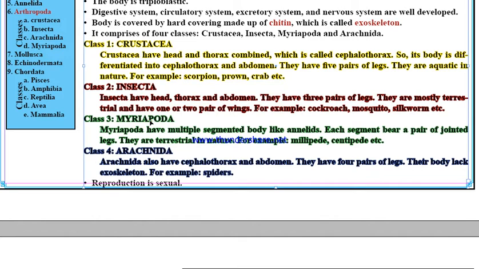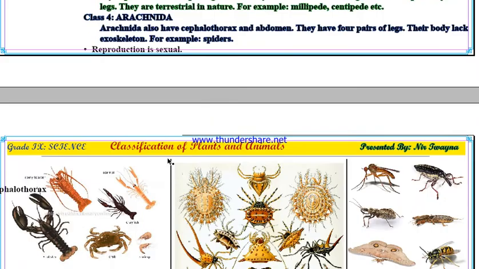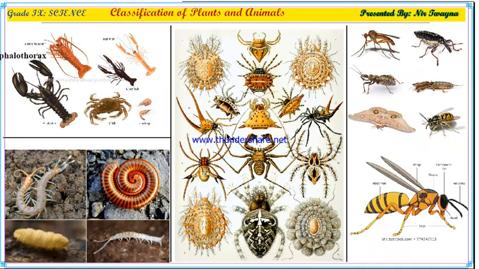Let's have a look at the note. Class 3 Myriapoda. Myriapoda have a multiple segmented body like annelids. Each segment bears a pair of jointed legs. They are terrestrial in nature. For example, millipede, centipede, etc. Okay, next class is Arachnida, the final one. Arachnida are also referred to as the spiders.